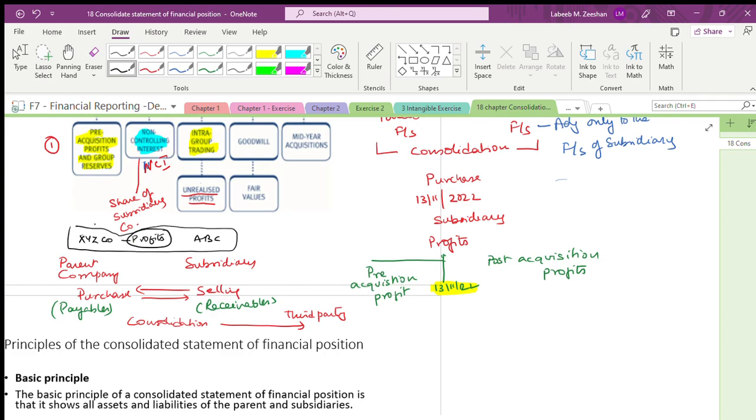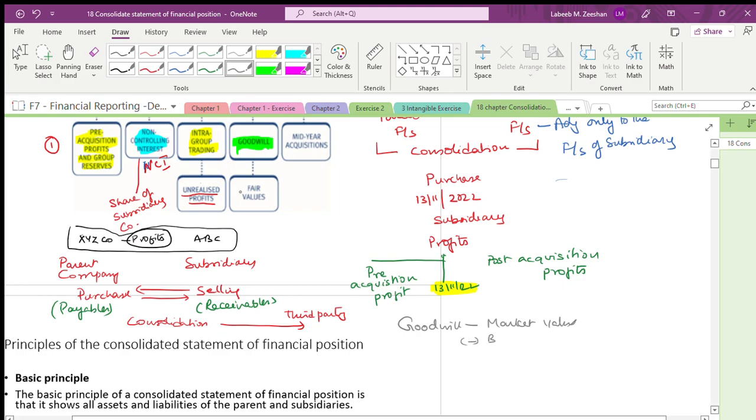Okay. Now, the next one, we are talking about goodwill. Goodwill is very simple. We have to calculate goodwill also. How are we going to calculate goodwill? We will say what is the market value minus what is the book value, plus other things will be there.